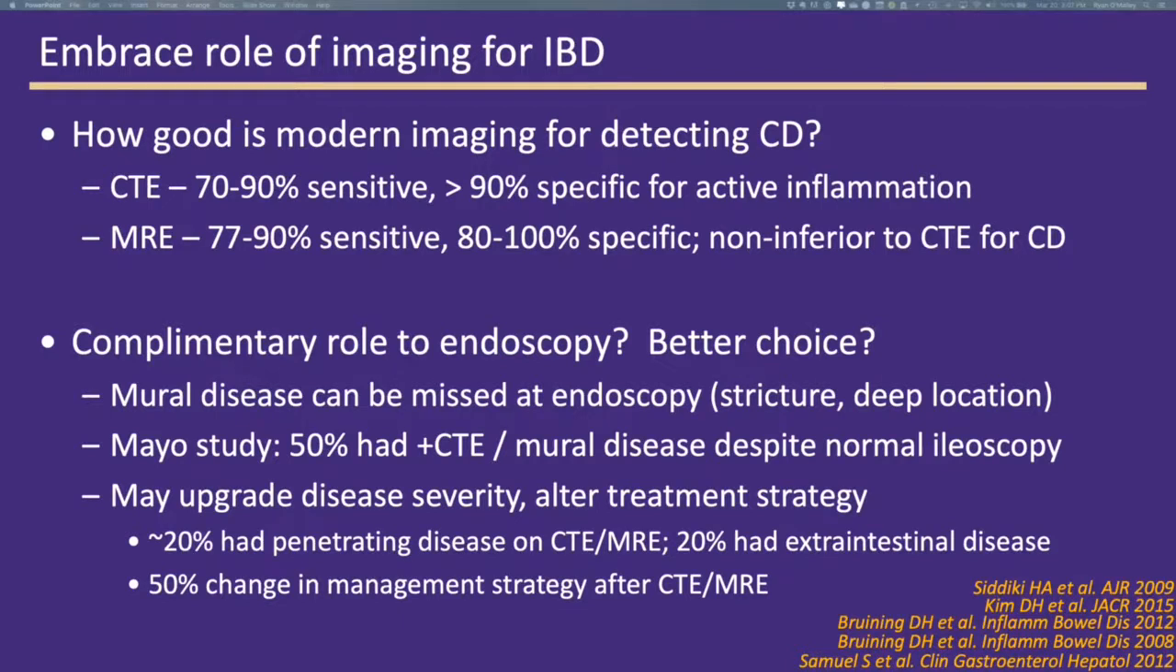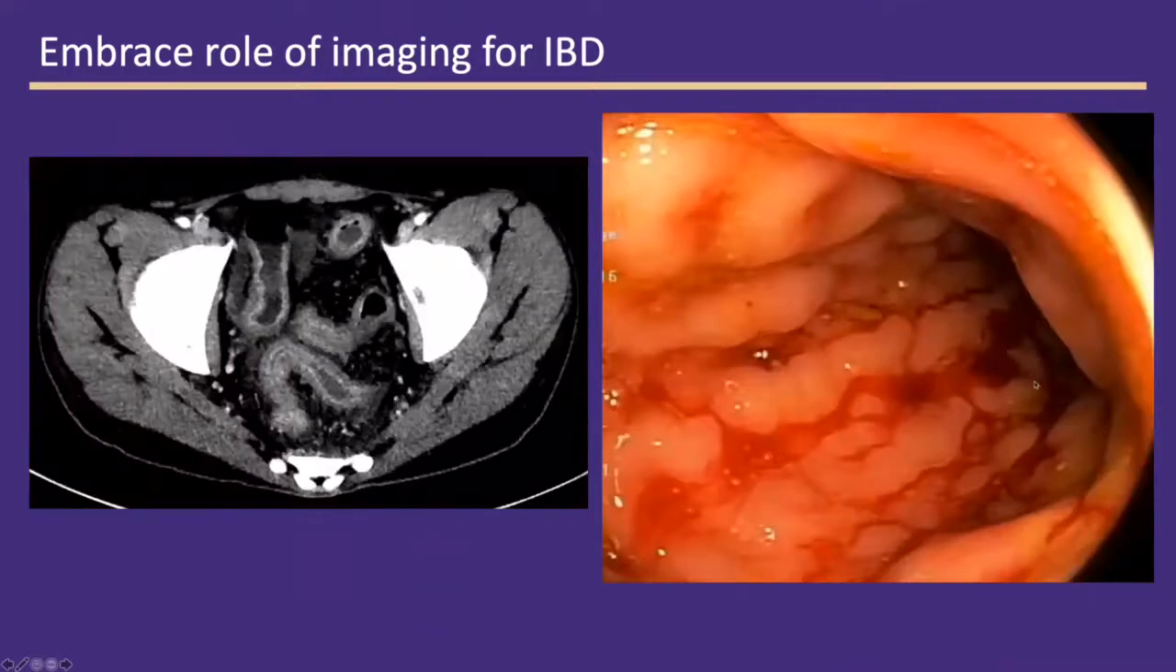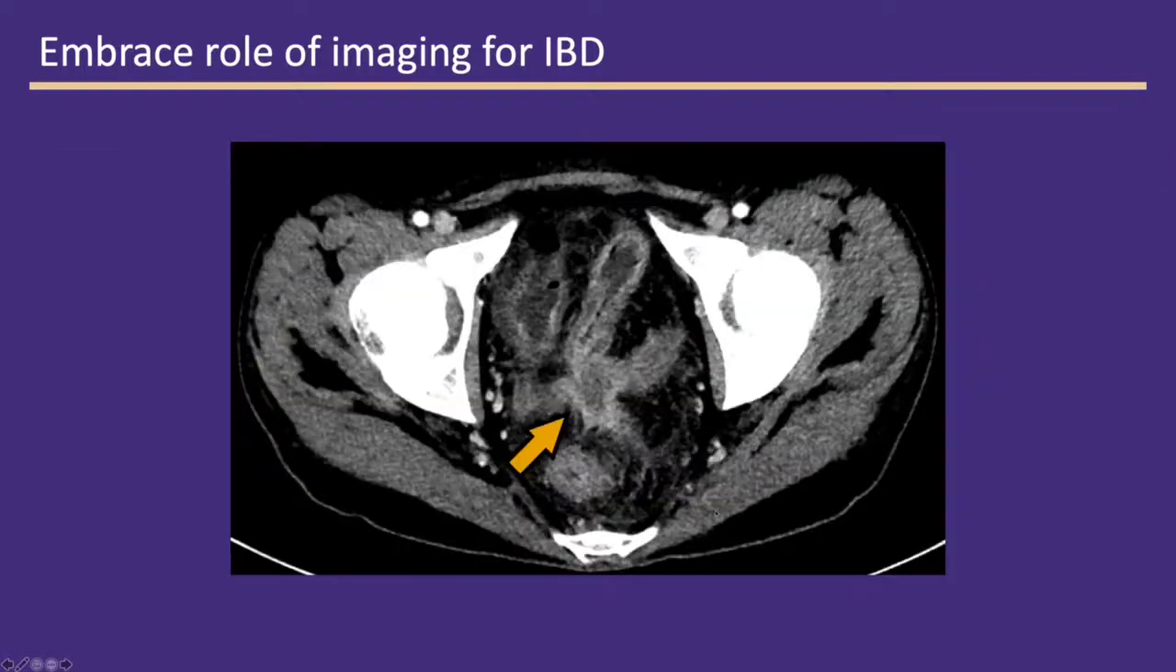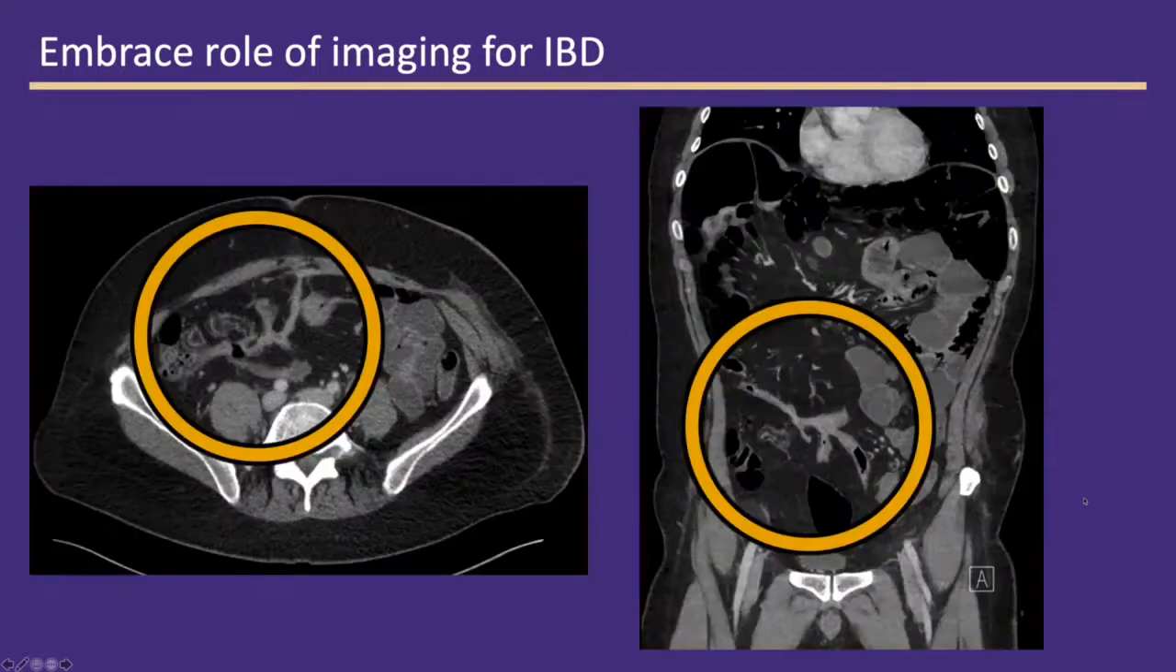which can alter management. Here's an example of a patient with Crohn's disease where you see the active inflammation on the CT and on the endoscopy, but what the CT shows that the endoscopy does not see is this extramural collection and tethering and interloop fistula, which is only detected by CT. Similarly, here's another patient that had multifocal stricturing and a stellate configuration where loops were tethered together, also only visualized by imaging.